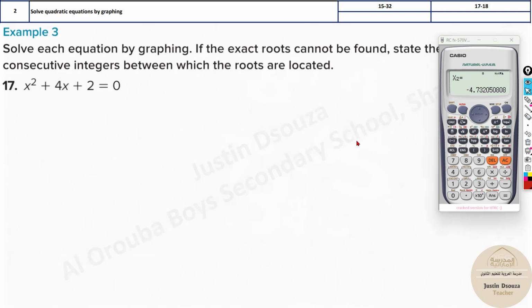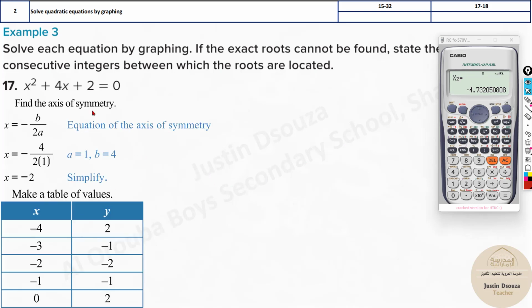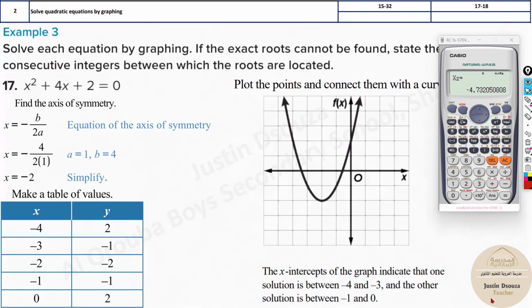Please do other problems by yourselves because this is so easy, so simple. Please make sure you do them. All these solution sets are available.